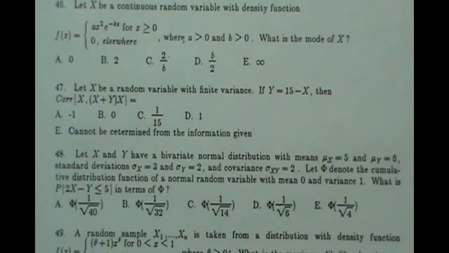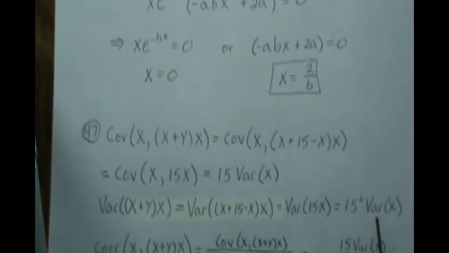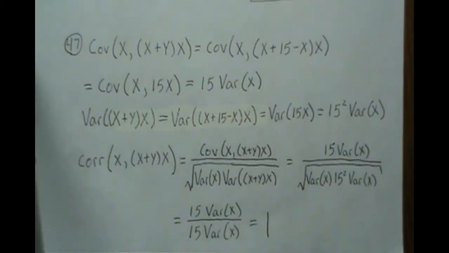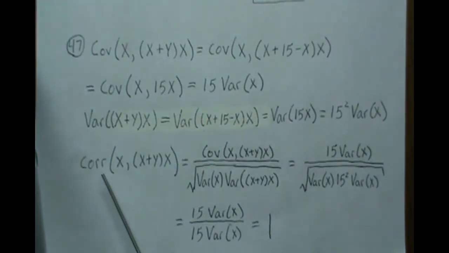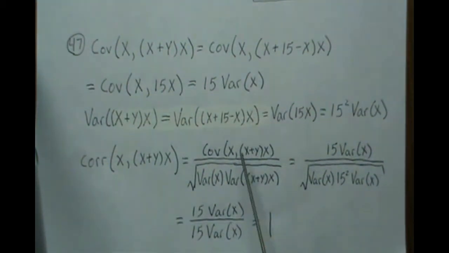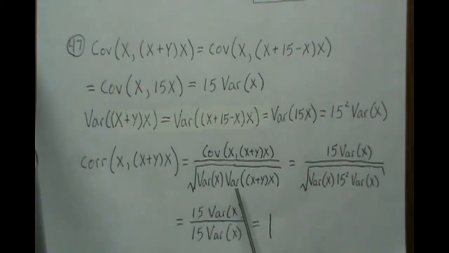Number 47: let x be a random variable with finite variance. If y is equal to 15 minus x, then the correlation of x and x plus y times x is equal to... Number 47, we're asked to find the correlation of these two variables. The formula for that is the covariance divided by the square root of the variance of the first one times the variance of the second one.